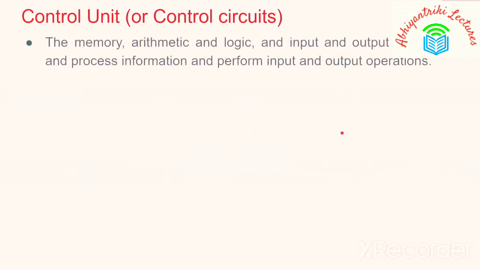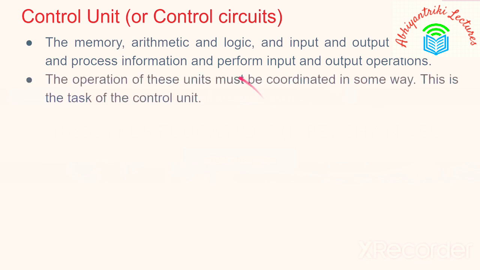Control unit. The memory, the arithmetic and logic unit, and the input and output units store and process information and perform input and output operations, that is addition, subtraction, and so on. The operation of these units, that is the input, output, arithmetic and logic, processor and memory, must be coordinated in some way. This is the task of the control unit.